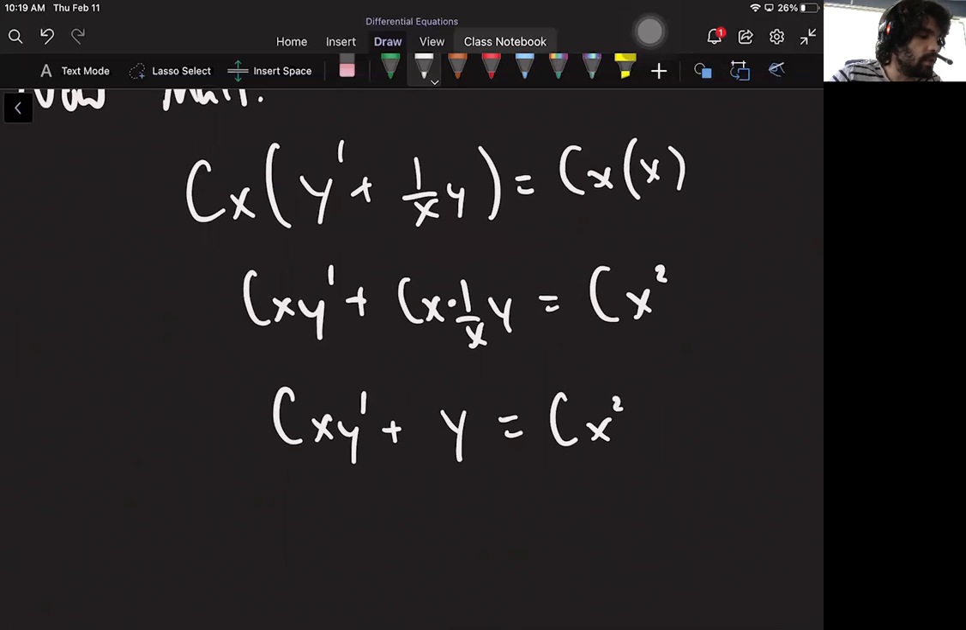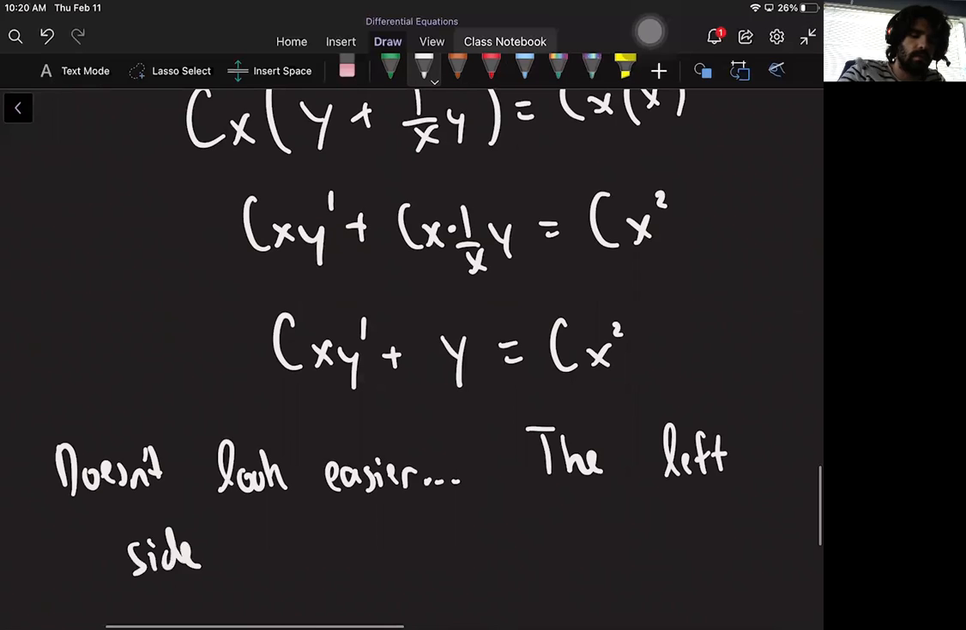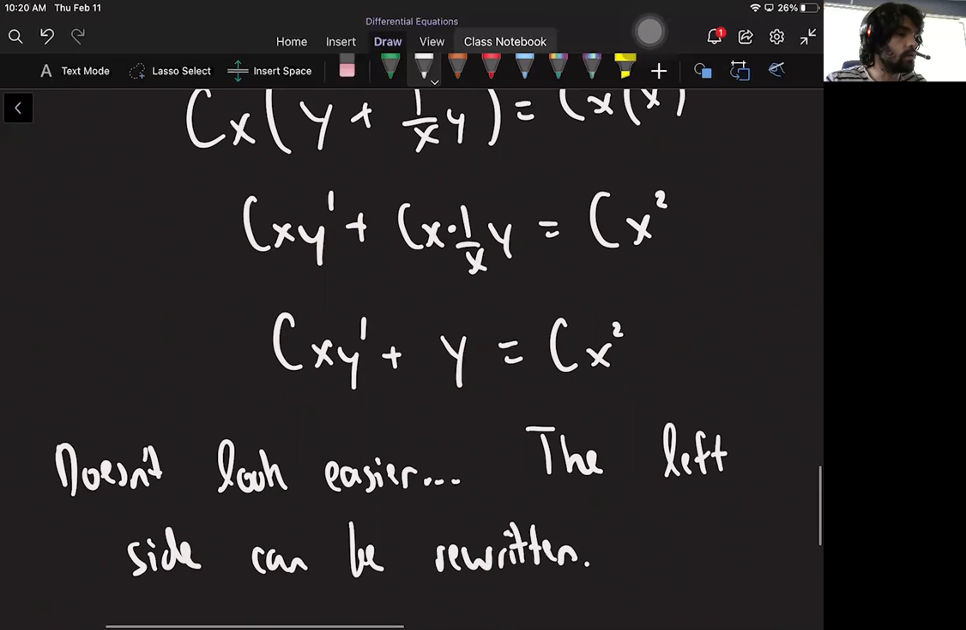So this is where I have to reveal the illusion. I have to pull back the curtain and show you why it is actually easier. So it doesn't look easier at first glance. But the left side is actually something we can work with. It can be rewritten if you just go back in time and remember a little bit of calculus.